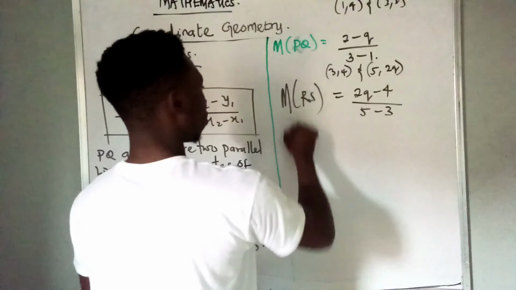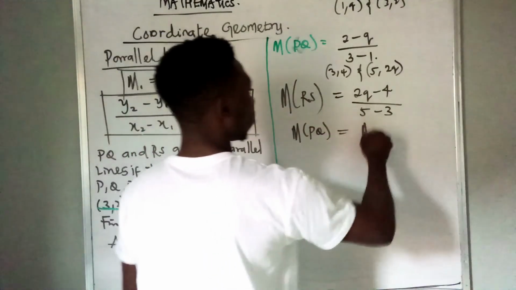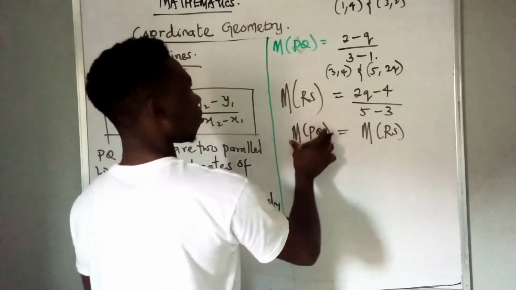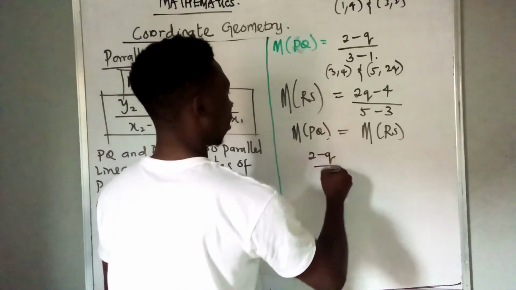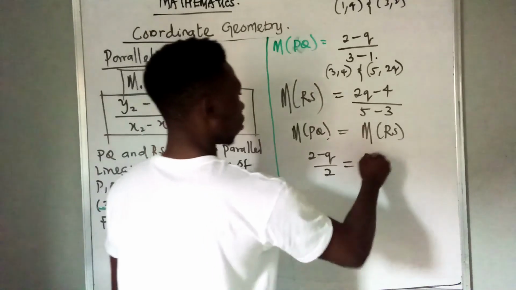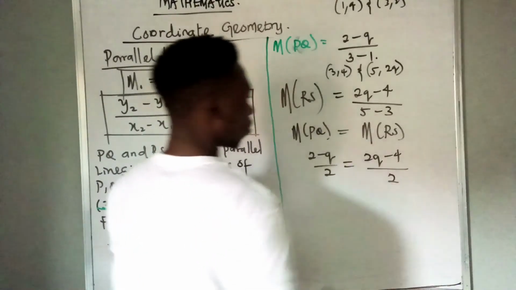So don't forget, they said that they are equal. So the slope of PQ is equal to the slope of RS. So the slope of PQ here gives us 2 minus q over 2 is equal to 2q minus 4 over 2.